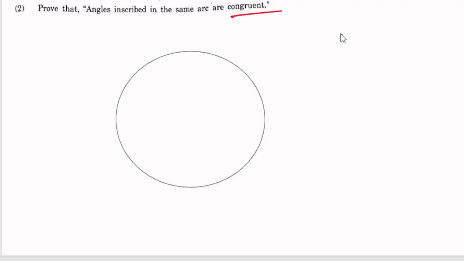Prove that angles inscribed in the same arc are congruent. So when it says arc, it means it's related to a circle. The question says that angles inscribed in the same arc are congruent. It means let's select any arc. So let's say this is P, R and X. PXR is the arc. So there will be some angles inscribed in this particular arc, and those are congruent, that we have to prove. Let's do that.